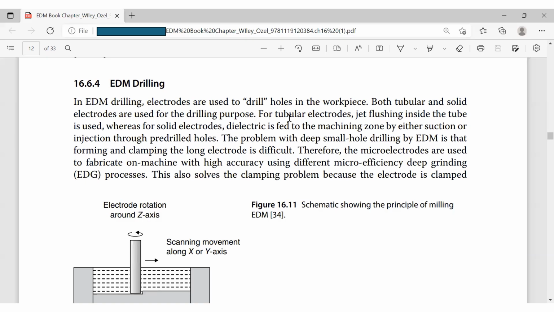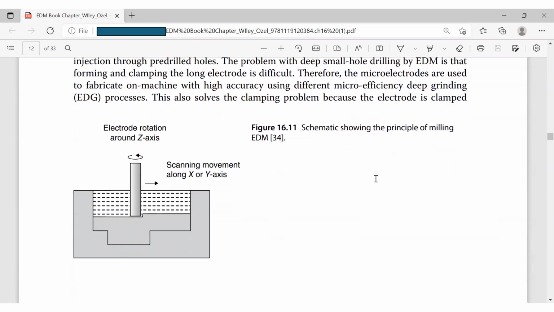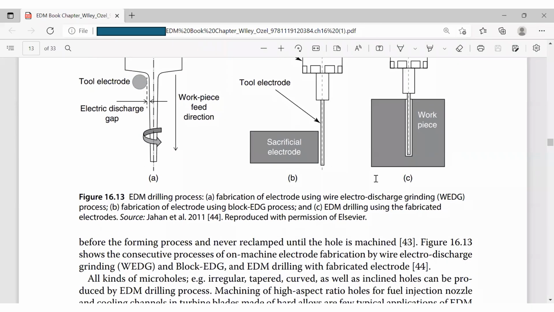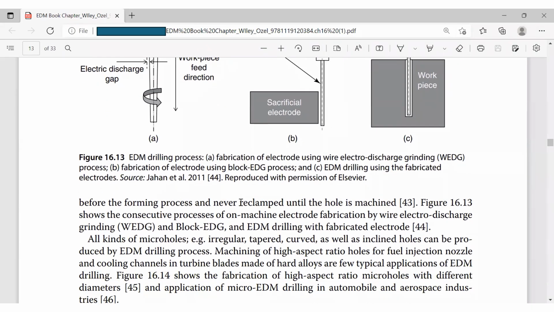So for tubular electrodes, they have a jet to flush. The problem with deep small hole drilling by EDM is that forming and clamping are difficult. Therefore, microelectrodes are fabricated on-machine with high accuracy using different micro-EDM deep grinding processes. This also solves the clamping problem because the electrode is clamped before the forming process and never reclamped until the hole is machined.